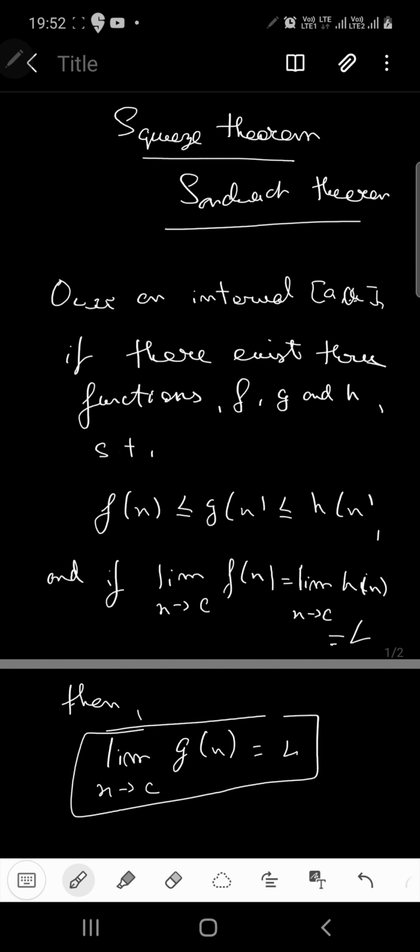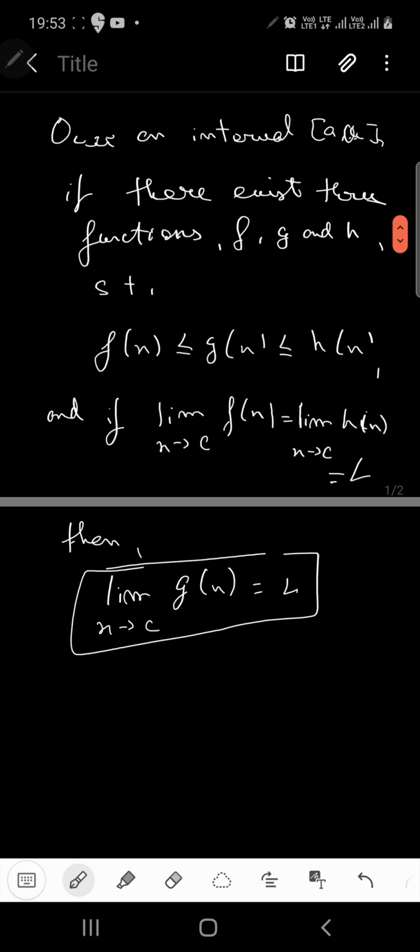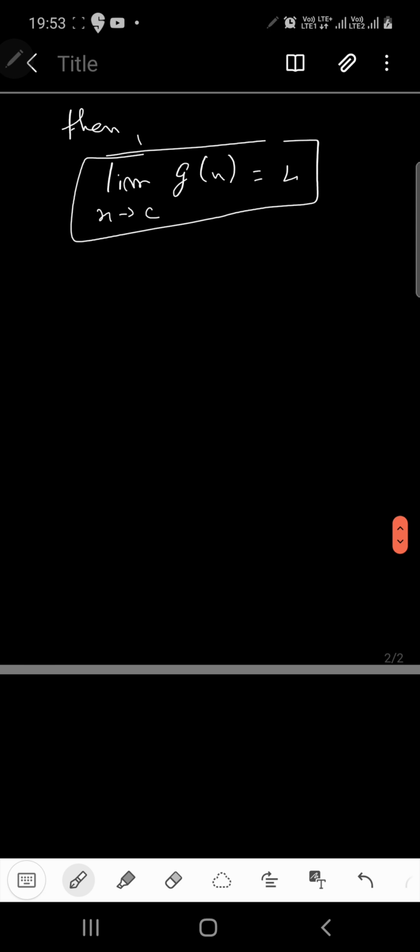So this is the theorem. Okay, if g(x) lies between f(x) and h(x) in a certain interval, and if we know that the limit x tends to c f(x) equal to limit x tends to c h(x) is equal to L, then the limit x tends to c g(x) will also be equal to L. Let us understand this theorem graphically and then we are done.